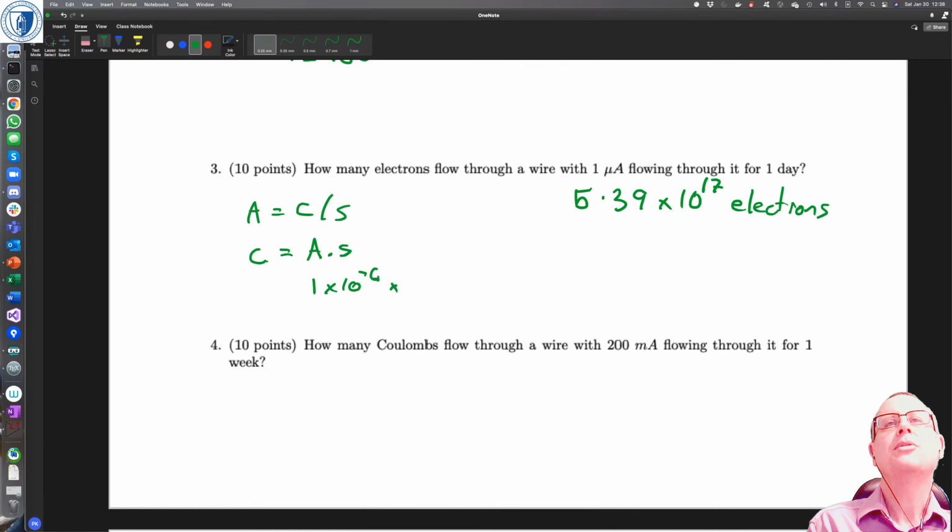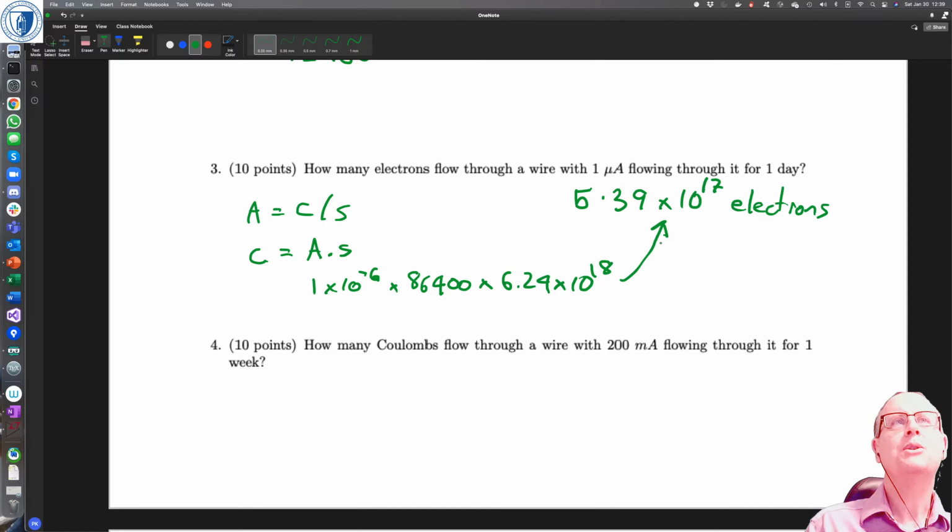Sorry, let me just write that down. So 1 by 10 to the minus 6 amps, and then the seconds was what? 86,400. 86,400, and then times the electrons, the 6.24 times 10 to the 18. Okay, and that gets you the answer you gave, yeah? Yeah. Okay, that looks pretty good.